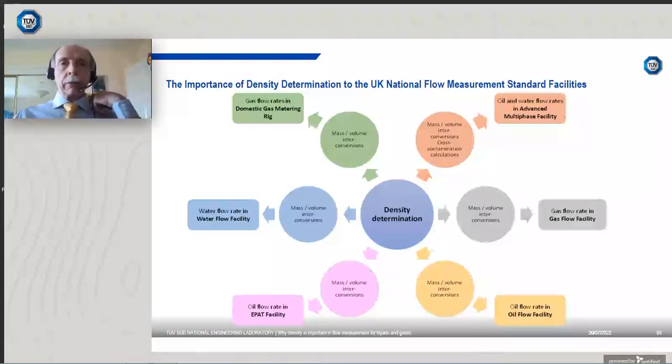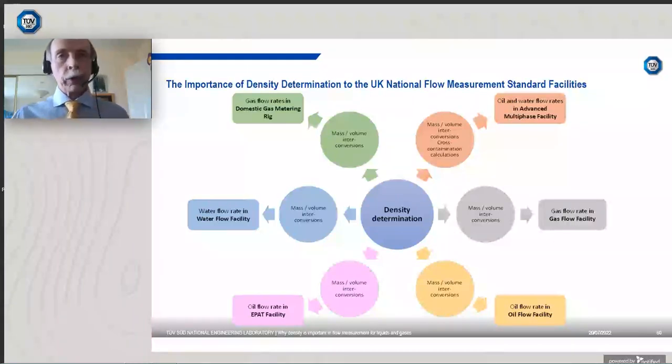EPAT, our elevated pressure and temperature facility, I mentioned, uses a volumetric reference system, but typically calibrates mass flow meters, Coriolis meters, so density is vital there. Similarly for the other facilities, for the advanced multiphase facility, in addition to the interconversions, densities of the gas and two liquid phases are also used as part of the cross-contamination calculations.